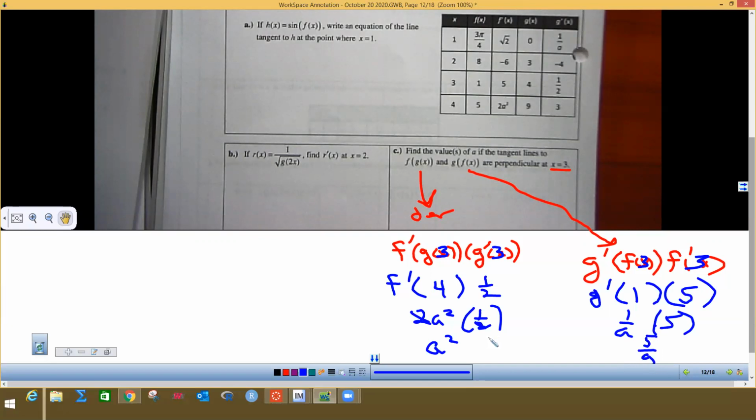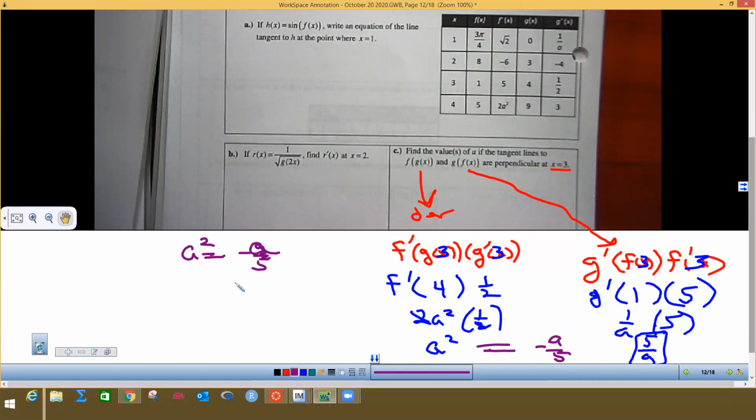Now, we want these to be perpendicular, right? So to be perpendicular, what do we know about a squared and 5 over a? They have to be what? Reciprocals, opposite reciprocals. So my question is, what is the opposite reciprocal of this? What would the opposite reciprocal of 5 over a be? Isn't it negative a over 5? Would that be the opposite reciprocal right there? Y'all see it? So that means that a squared has to equal negative a over 5. This has to be the opposite reciprocal of that.